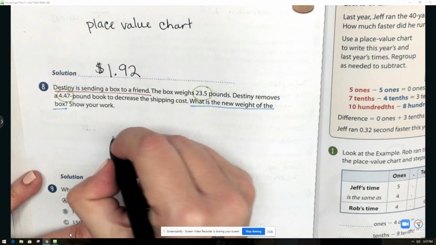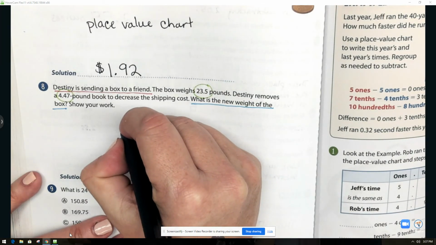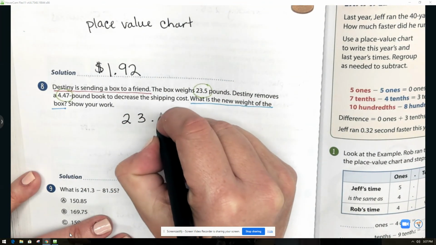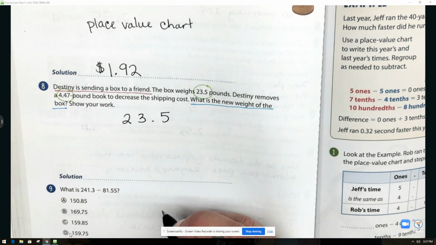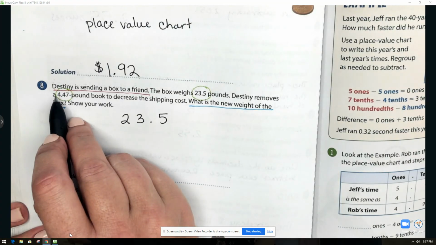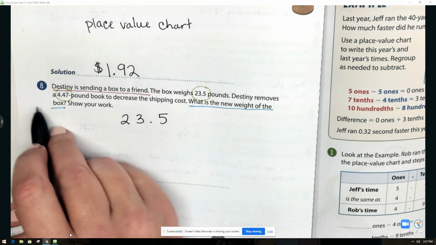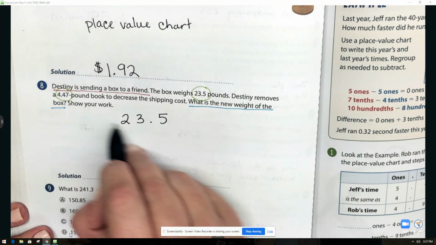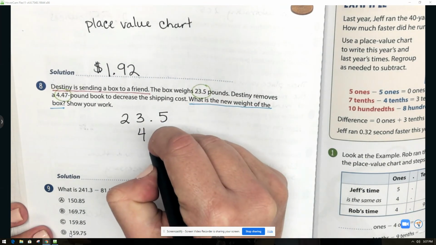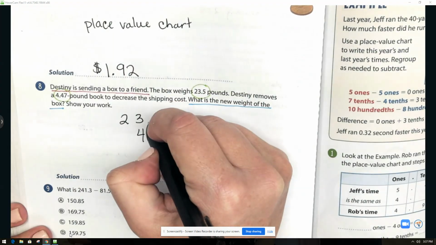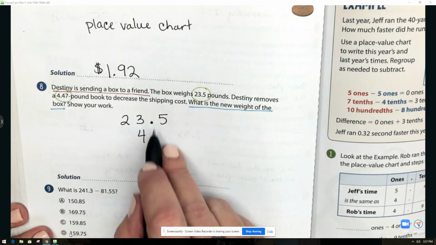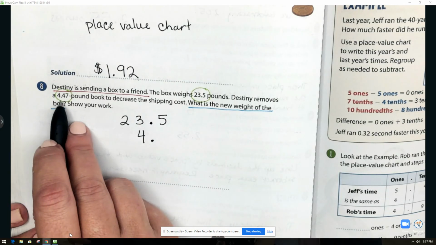So first we're using the stacking method. We're going to start with our 23.5 pound box. Then we're going to line up our place value. We have no tens, so this first 4 is going to line up underneath our ones place. Then our decimal is going to stay in the same spot because we make sure we're lining up our place values, therefore our decimal stays lined up.